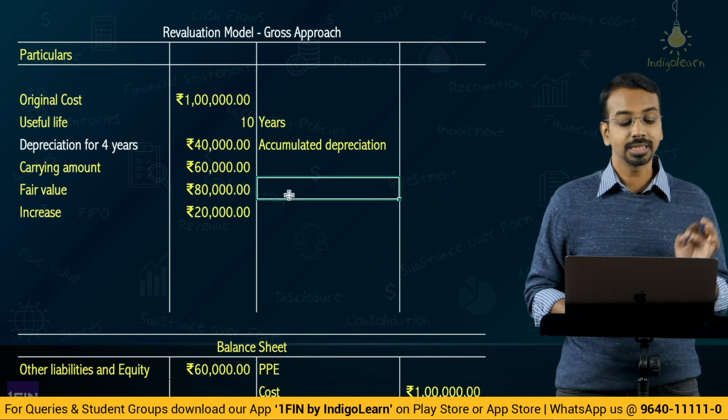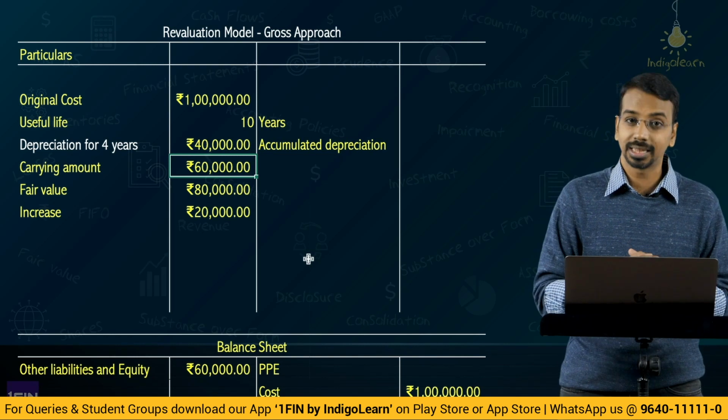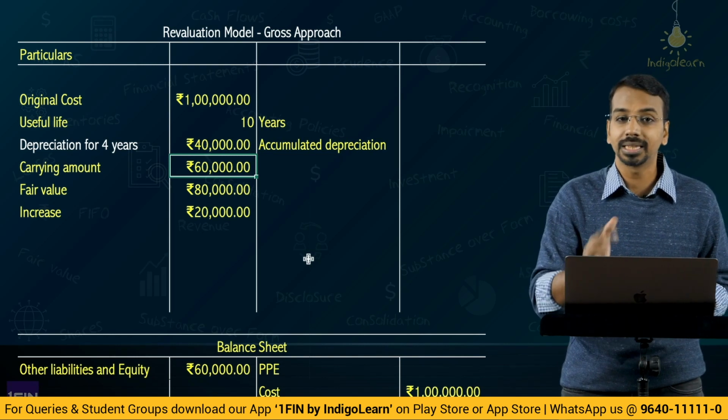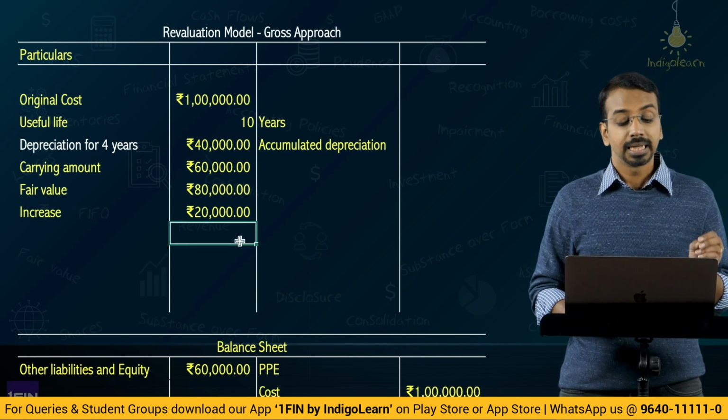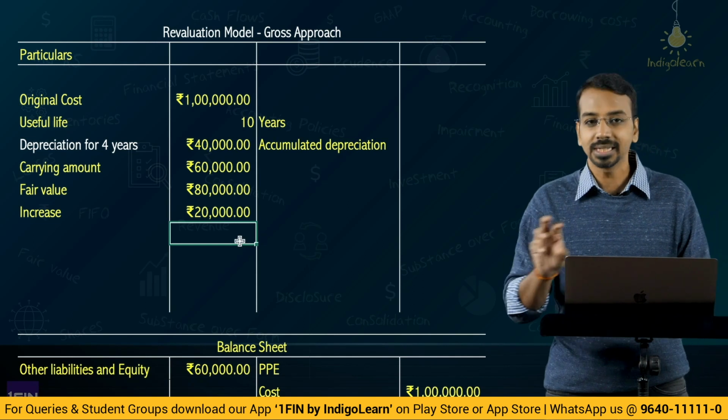The fair value of that asset is 80,000. What is the current carrying amount? Current carrying amount is 60,000. From that 60,000, we have increased the value by 20,000, correct? So, instead of just doing a net basis accounting, we will do a gross basis accounting.